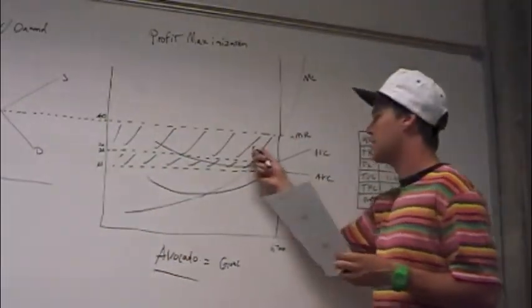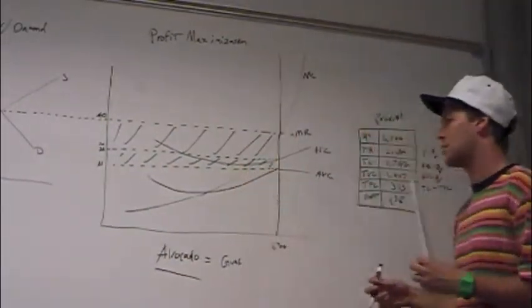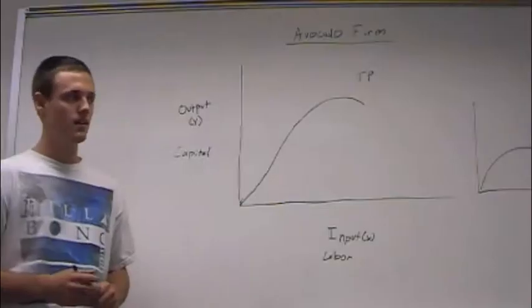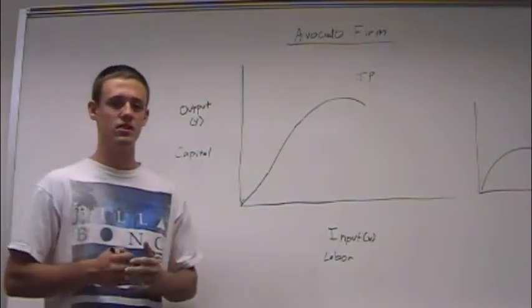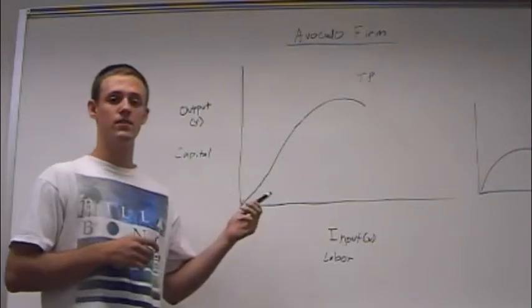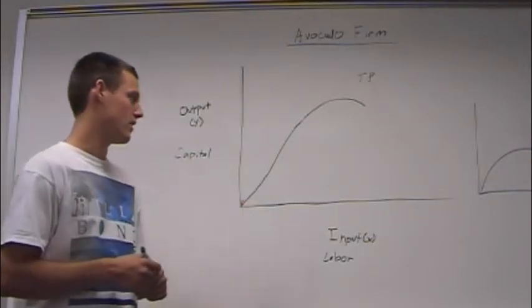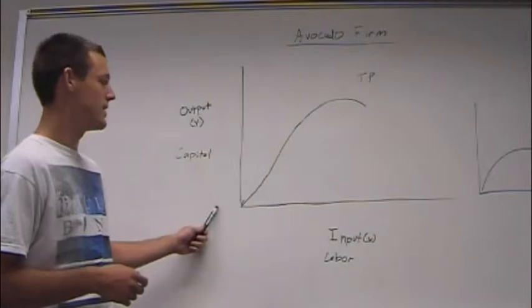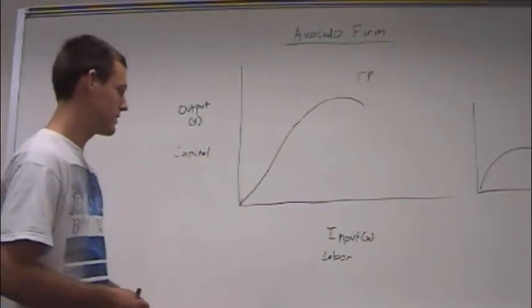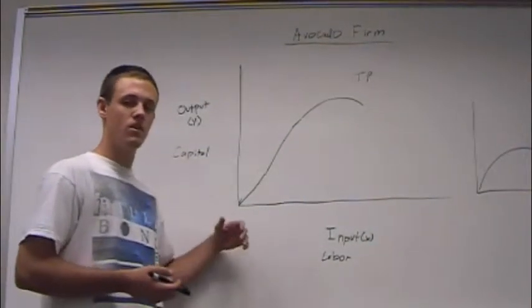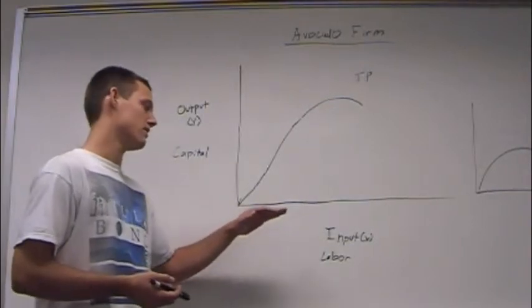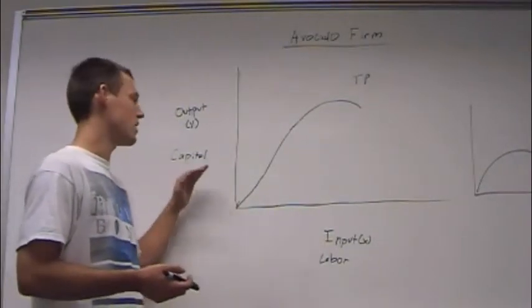So we have our profit, and we also have our total fixed profit. Total fixed. Next, we're going to talk about the decision rule and how it affects an individual avocado firm. Right here we have an output and input graph. So basically what that means is it shows all the different combinations of input and how that reflects with output.